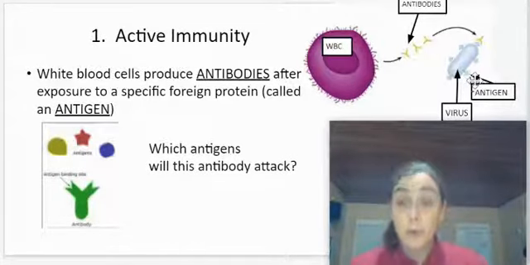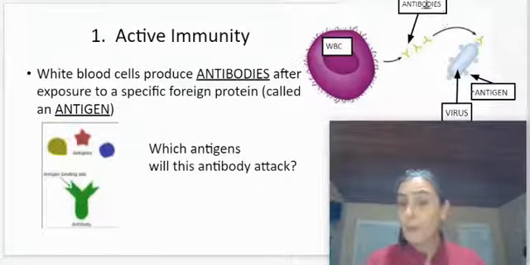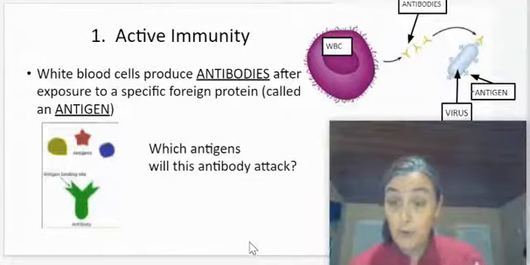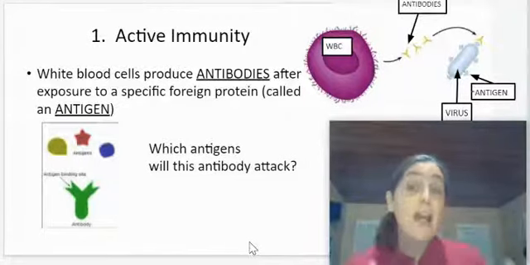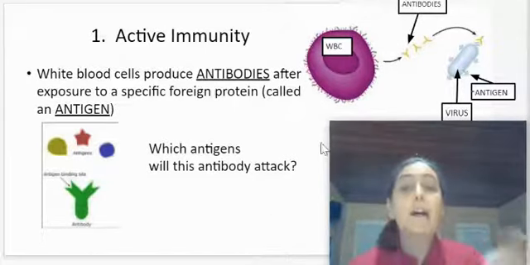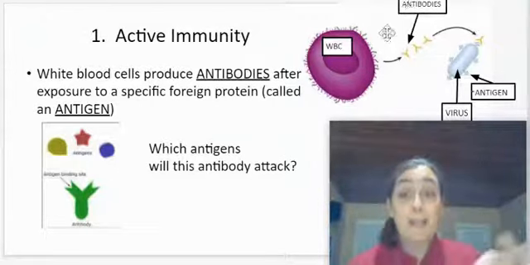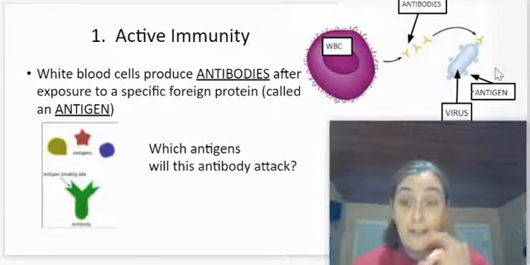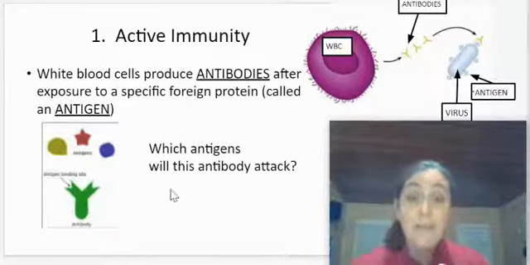Those foreign proteins are called antigens, and the Regents loves to test the difference between antibodies and antigens. So you need to know antigens are what your white blood cells make to fight infection. Antigens are on the foreign invader. And I think I might have said that wrong. Just to be clear, white blood cells make antibodies. That's the weapon you have to fight disease. And the tag on the disease is an antigen. And they have to fit by shape.